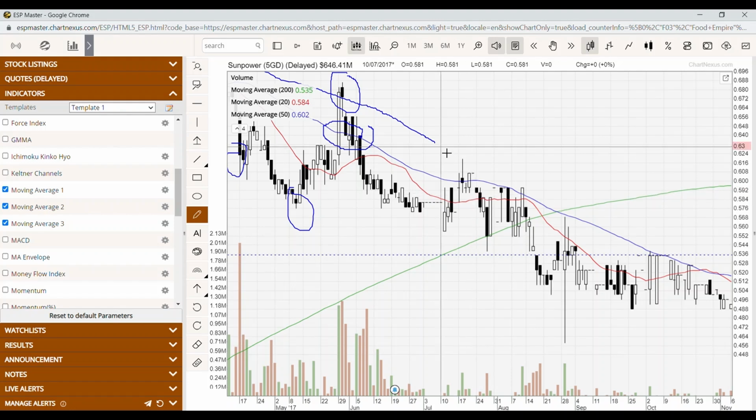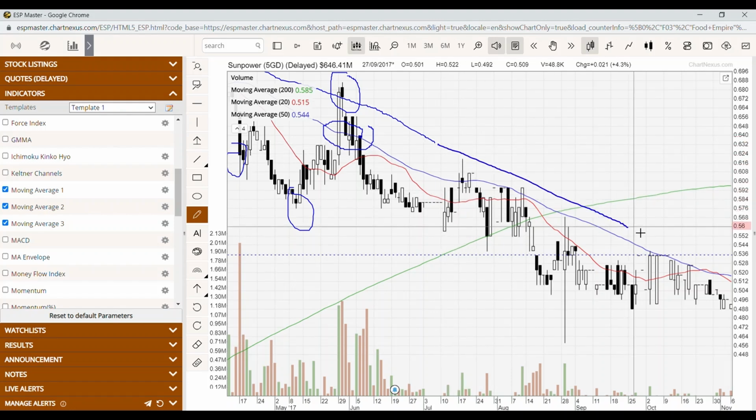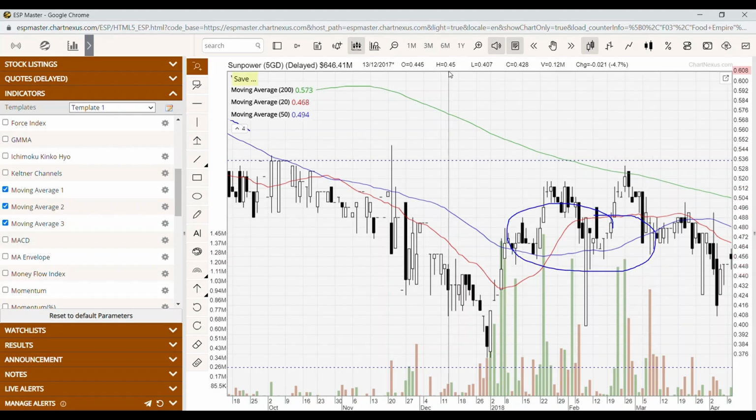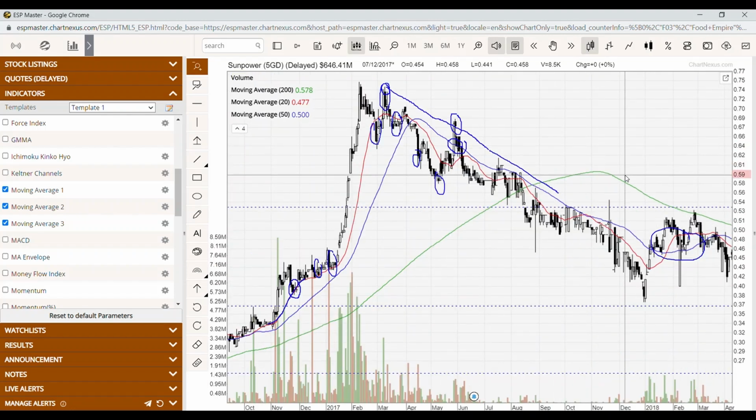You can do it, but why would you make your life hard when you can find other counters that can give you a better opportunity? Continues to go down, serving as resistance in this case. Go down, go down, go down. Yes, as a support. It has turned into a support here. But what is the trend that we are in? It's still in a downtrend.